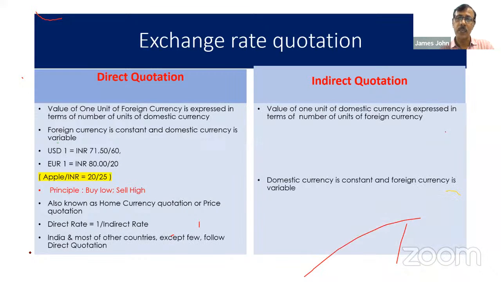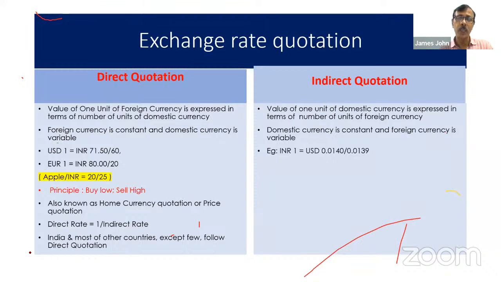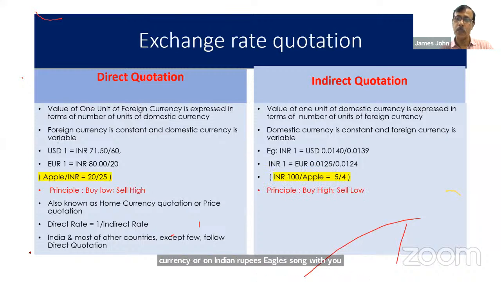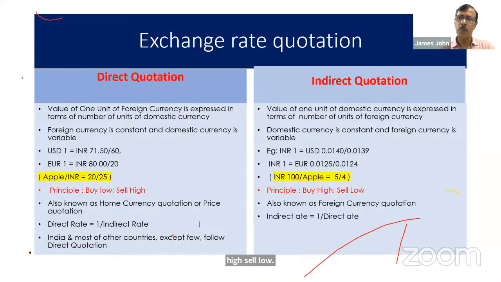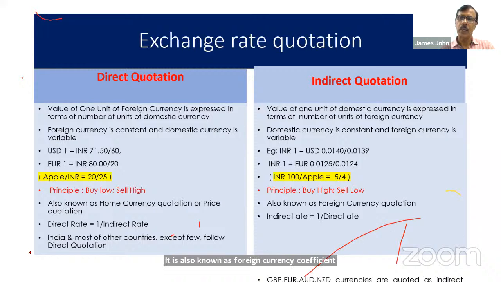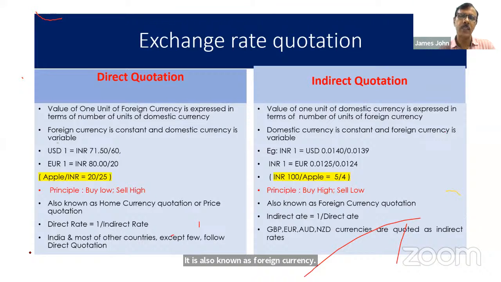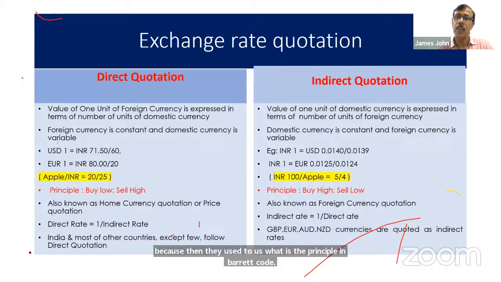Next is indirect quotation. In indirect quotation, it is the other way. 1 Indian rupee is equal to so much foreign currency, or 1 Indian rupee is equal to so much euro. This is indirect quotation. There the principle is buy high, sell low. It is also known as foreign currency quotation. And the relation is direct rate is equal to the reciprocal of indirect rate, or indirect rate is the reciprocal of direct rate. So the question they used to ask, what is the principle in direct quote? Buy low, sell high. In indirect quote, it is buy high, sell low.